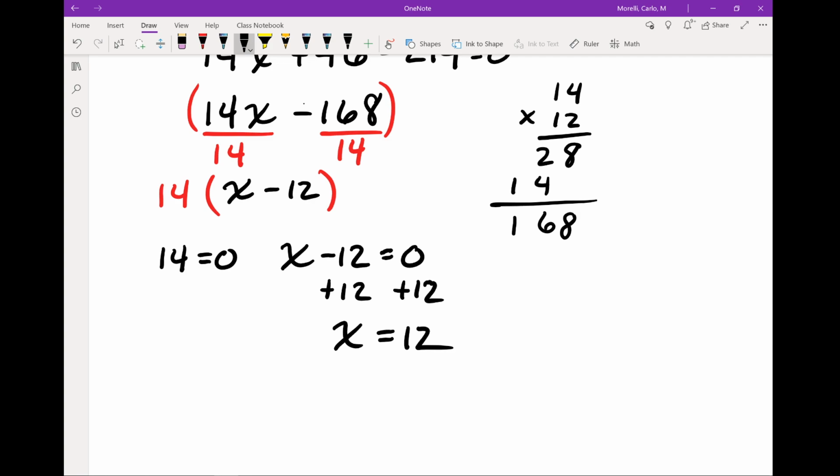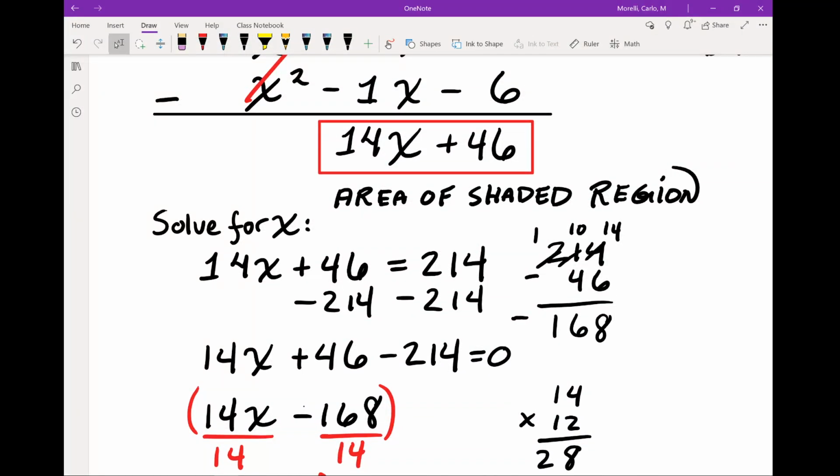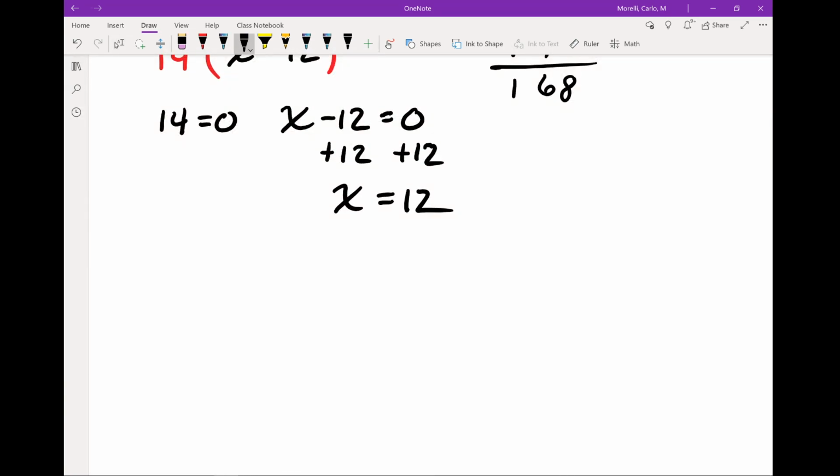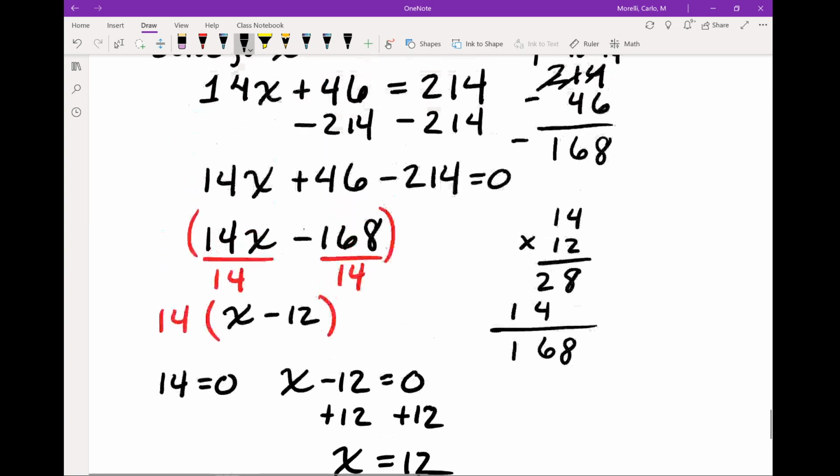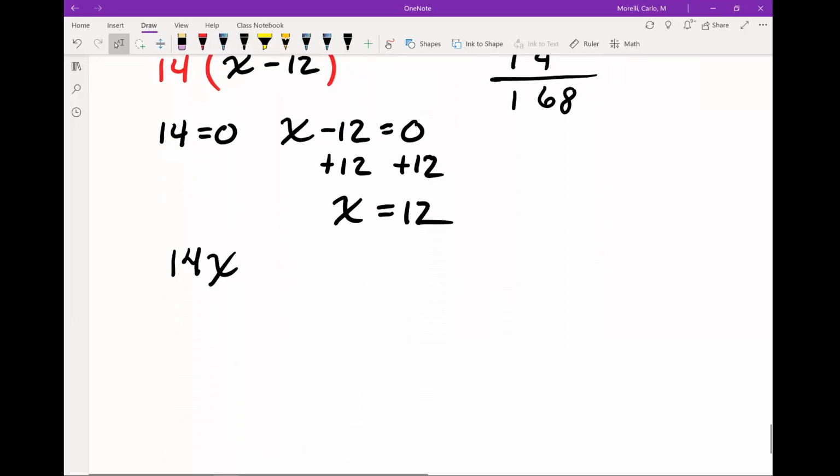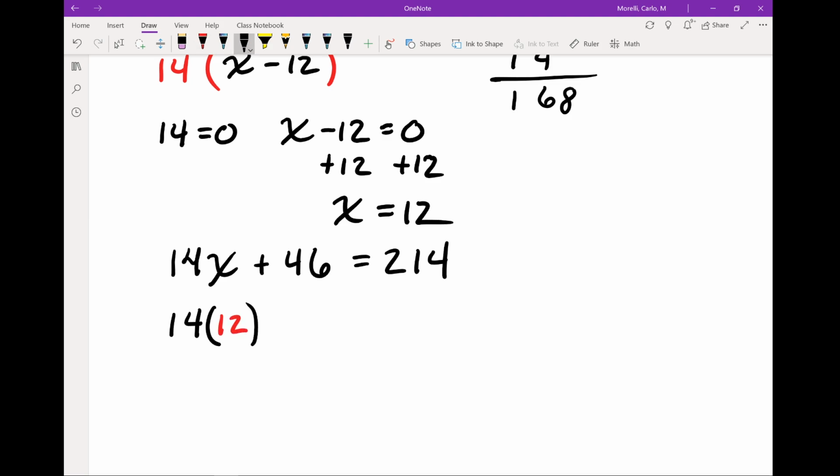We can actually check it, okay? Here's how we're going to check the problem. So we know, or we think, 14 times x plus 46 equals 214. All right? Yes, sir. 14x plus 46 equals 214. And what we're going to do now is plug 12 into where x was. So you already know what 14 times 12 is. It's 168. Right?